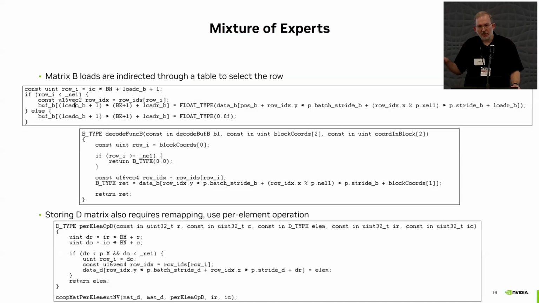And then at the bottom, when you store the accumulator matrix out, it also needs to remap through this lookup table. And so this uses per element operations. There's this coopmat per element function. You again pass it a callback function, and this callback function does a bounds check, does the remap, and stores it out to memory.